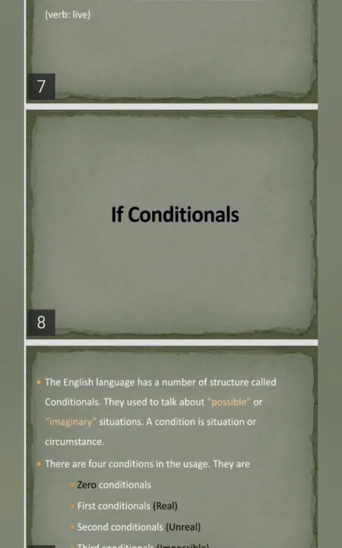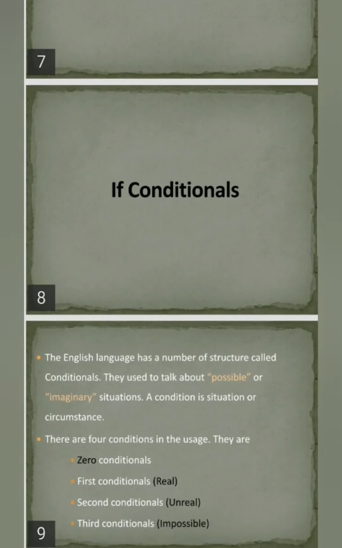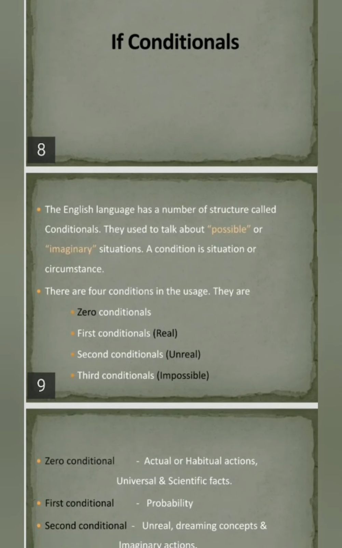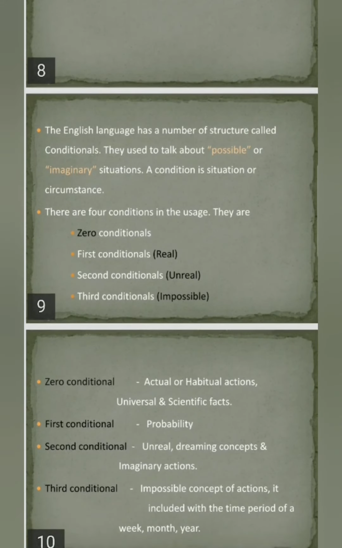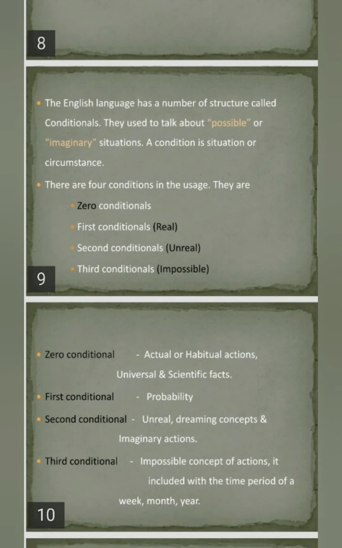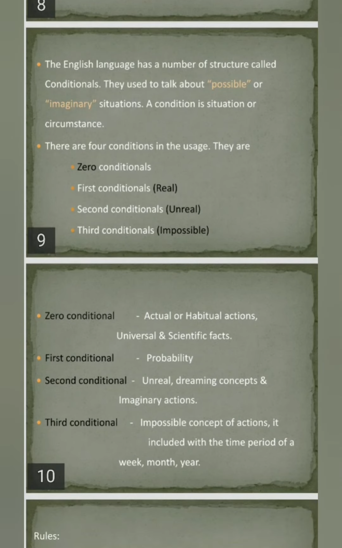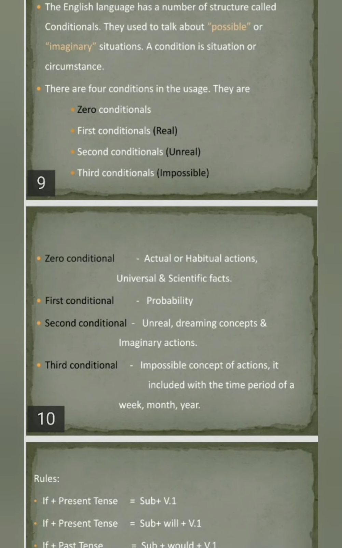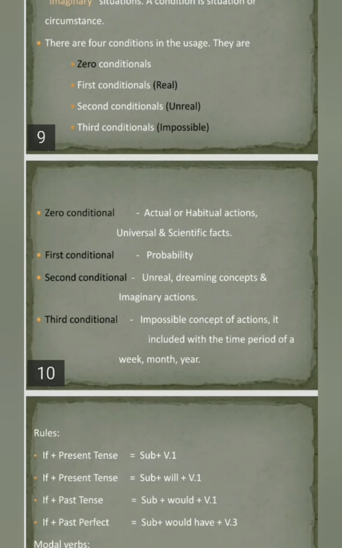If conditional uses possible and imaginary situations. There are four conditions in the usage. They are zero conditionals, first conditionals, second conditionals, and third conditionals. So what does it mean? Zero conditional includes actual or habitual actions, universal and scientific facts. These all come under zero conditional. The first conditional is about probability, and second conditional is all about the unreal, dreaming concept and imaginary actions. Third conditional is about impossible concept of actions, included with a time period of a week, month, year.